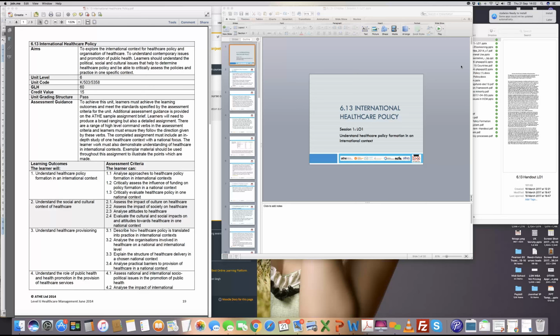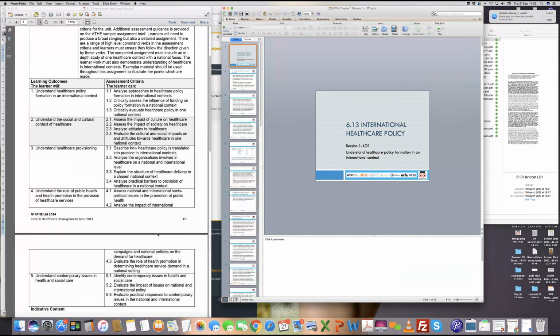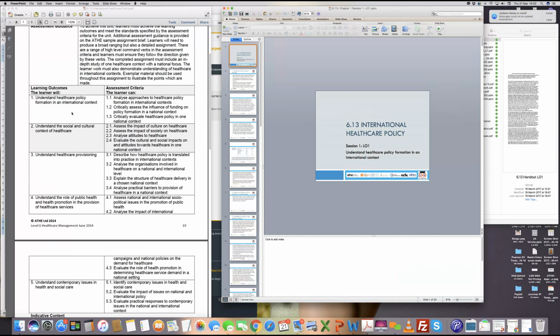Is that okay? Yes. Okay. Now, as the unit has 5 learning outcomes, we'll have at least 5 or 6 sessions to cover this. Today I'm going to start off with the first session, which is learning outcome 1, which talks about understanding the context of formulation of policy. We say we have the NHS, we say we have policy, but how was this policy created? What is the background in terms of its creation? That is the first learning outcome that we need to look at.